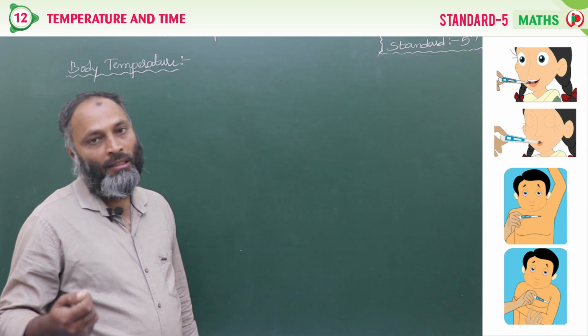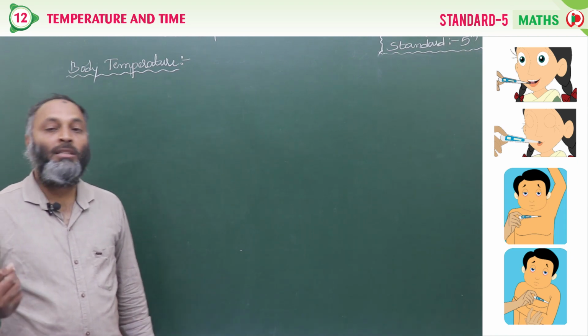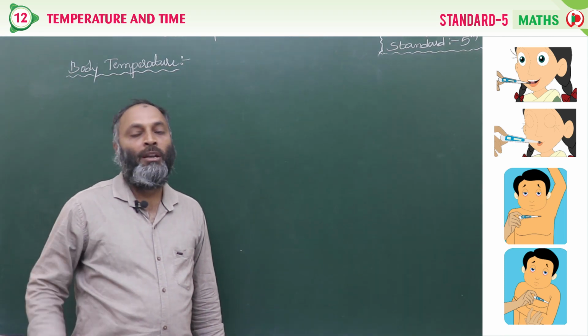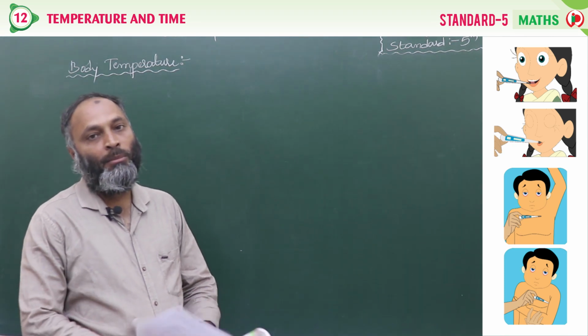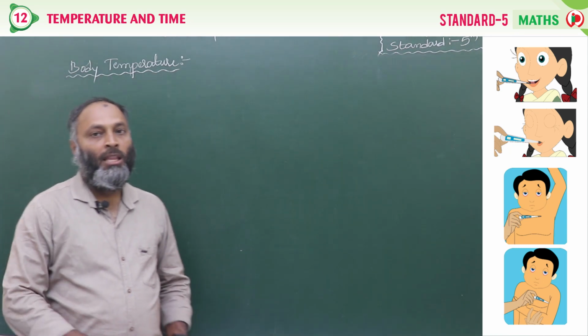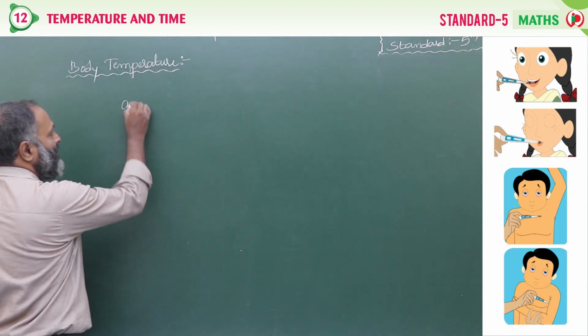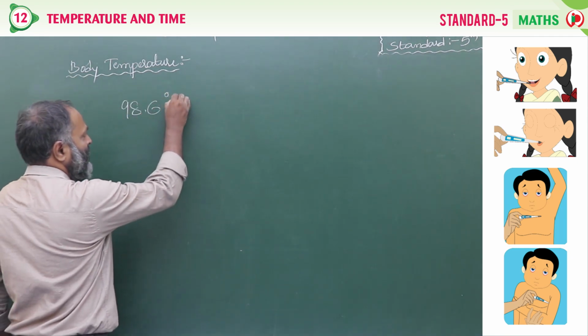By using clinical thermometers, doctors measure body temperature, human body temperature. So what is the healthy temperature? What is the approximate temperature? Approximately, the healthy human body temperature is 98.6 degrees Fahrenheit.